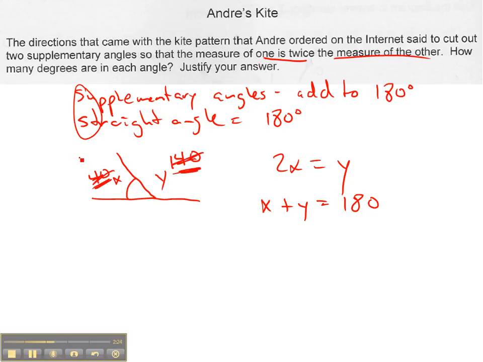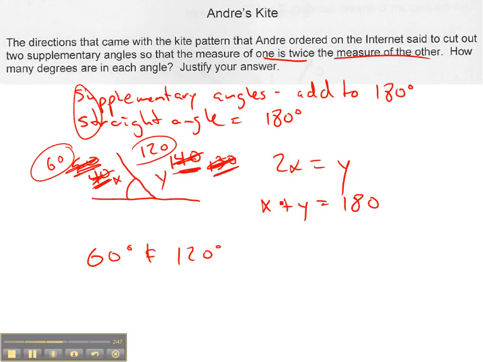Let's say that this angle is 50. This would have to be 130. Is 130 2 times 50? No. You just try different ones if you're using guess and check. If this is 60, this would have to be 120 to add up to 180. Is the larger angle twice as much as the smaller angle now? Yes, it is. So the angles are 60 degrees and 120 degrees.